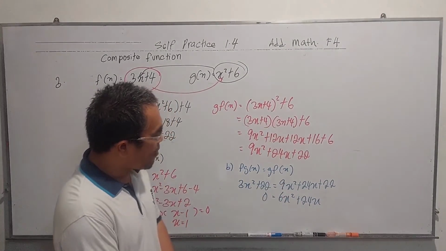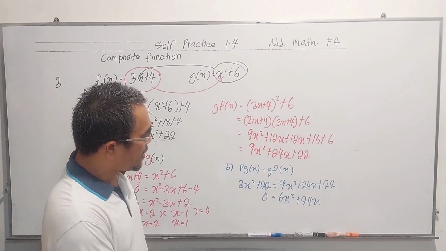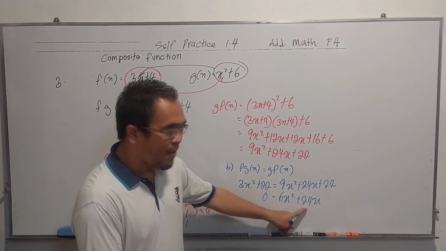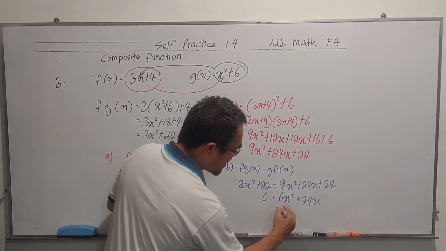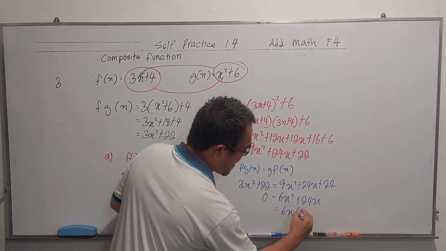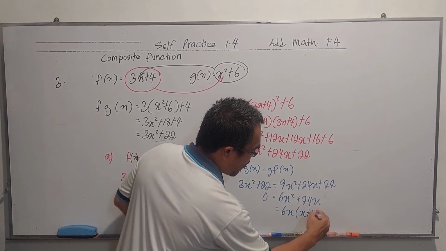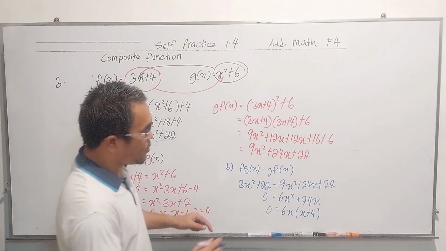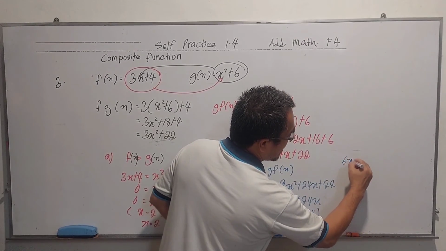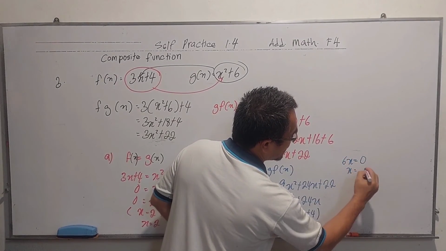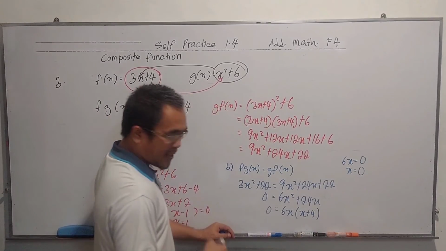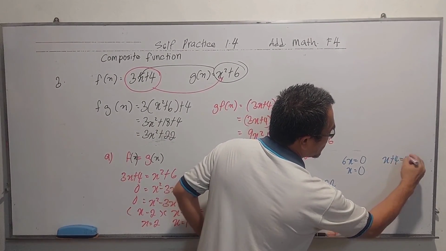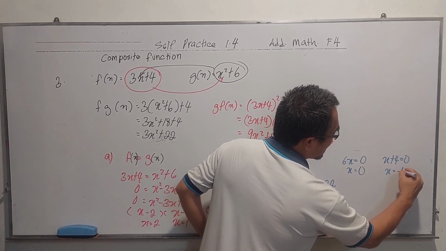So for this type of equation, you do not need a calculator, you just factorize, divide by 6x. So you should write 6x times (x plus 4) equals 0. Then you solve one by one. You say 6x equals 0. So x will be 0 over 6, still 0. That is the first value. The second value will be x plus 4 equals 0. So x is negative 4.